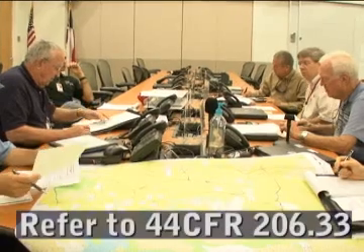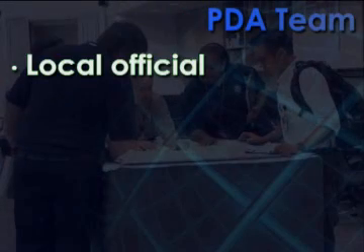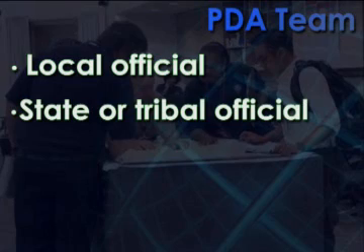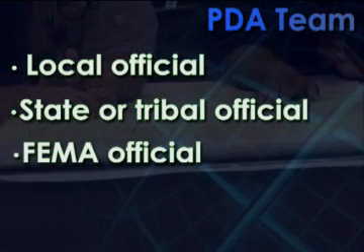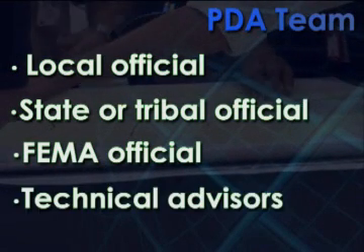The joint PDA is the mechanism used to determine the impact and magnitude of damage and the resulting unmet needs of individuals, businesses, the public sector, and the community as a whole. A joint PDA will include a local official, a state or tribal official, and an official from FEMA, as well as other needed technical advisors.